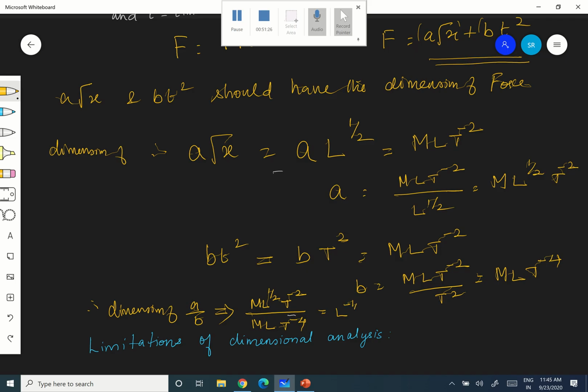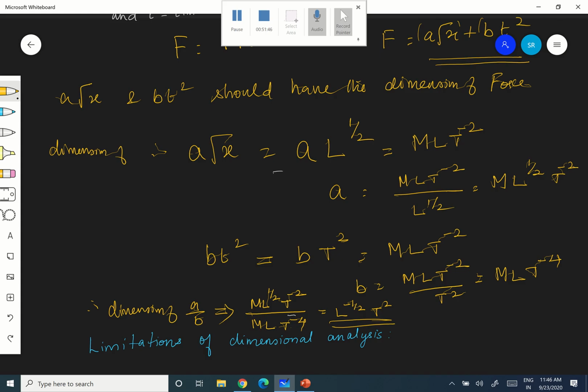Therefore, L to the power minus half, and T to the power minus 4 coming up becomes T to the power plus 4. Therefore, you will be getting T squared. Already T to the power minus 2 is there. Therefore, it will be T squared. Therefore, this is the dimension for A by B. Is it clear, children? Okay, right.